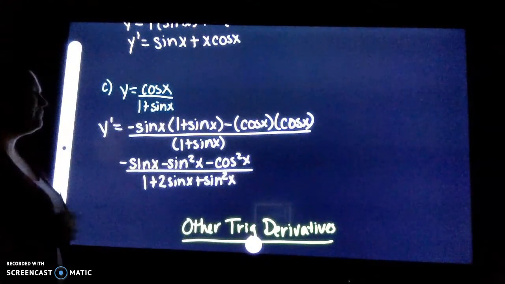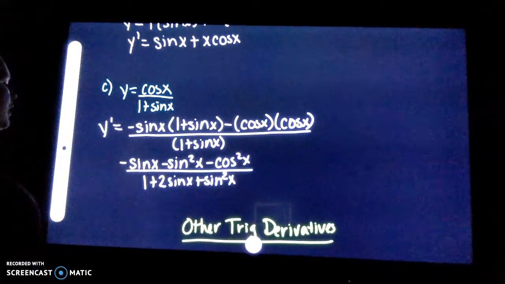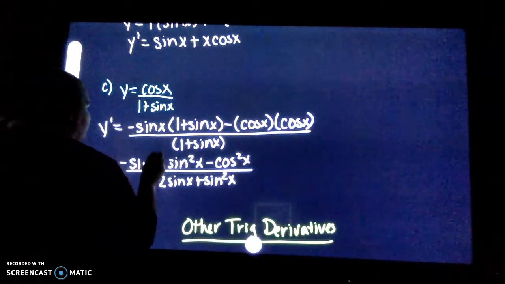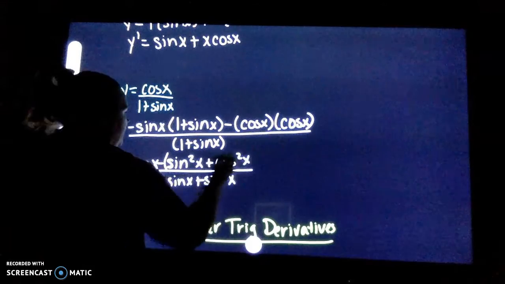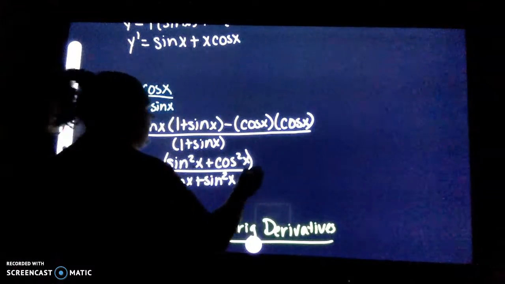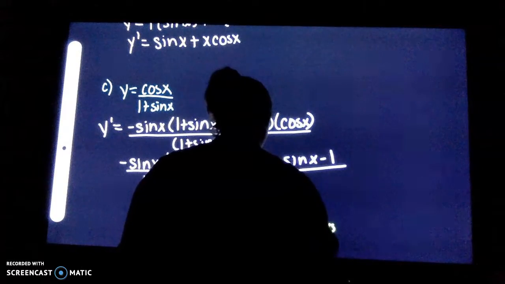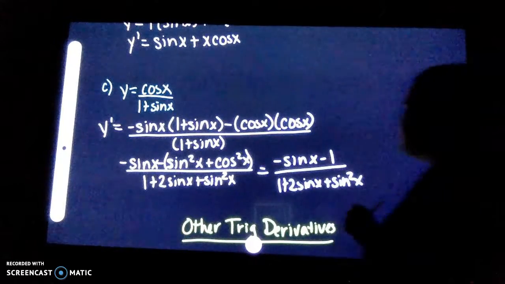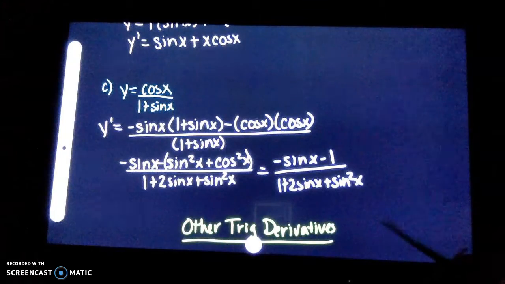From here, I could go ahead and recognize that sine squared x and cosine squared x, when they're added together, are a Pythagorean identity. So what I'm going to do to make that true, which will allow me to reduce it, I'm going to go ahead and pull a negative out of both of those terms, which makes the inside addition. Sine squared x plus cosine squared x is equal to 1 in that Pythagorean identity, which means this simplifies into negative sine x minus 1 over 1 plus 2 sine of x plus sine squared of x. Okay?